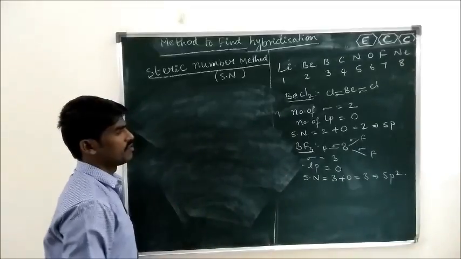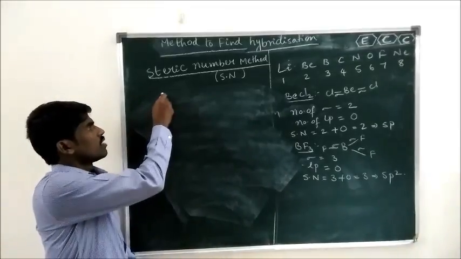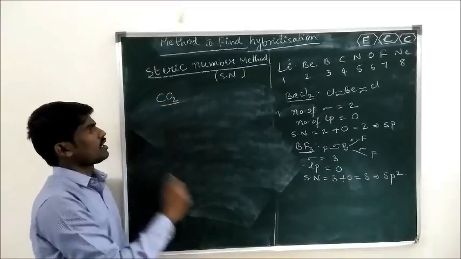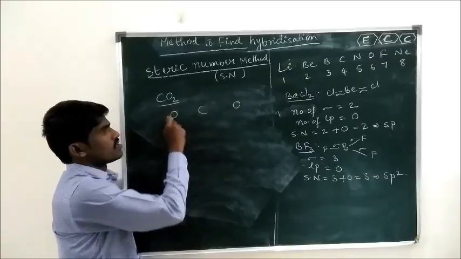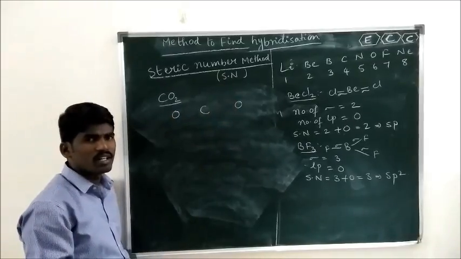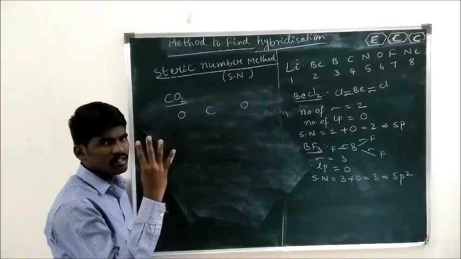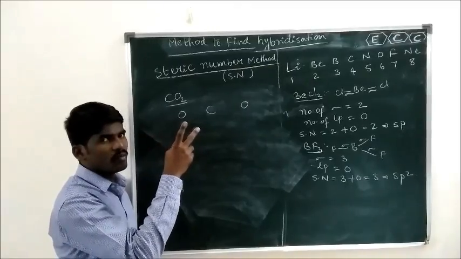I'll give you a few more examples. Let us take carbon dioxide: carbon, with oxygen on each side. As you know, carbon has how many valence electrons? 4 valence electrons. What does it mean? It can form 4 bonds.